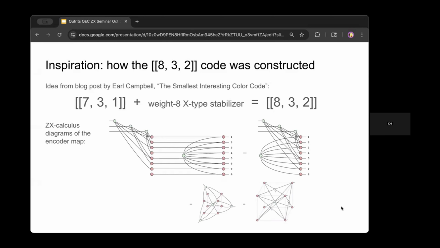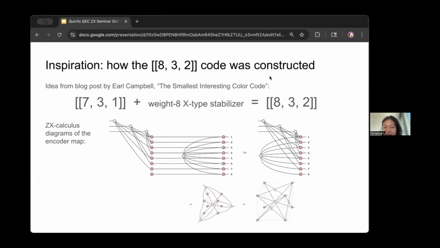Of course. So, just to follow up a little bit, what is the necessary condition that when you add the stabilizers, your logical are preserved? Like, what do you need to satisfy in order to still have the transversal implementation of a CCZ gate in the 832 code? This is a really good question.